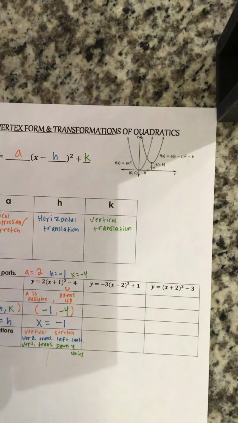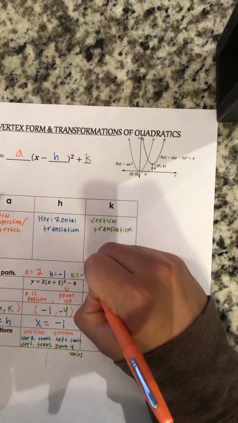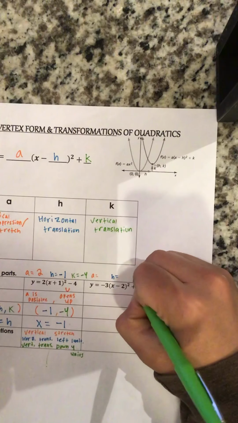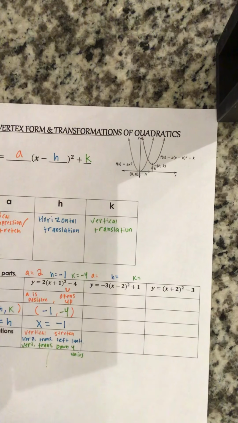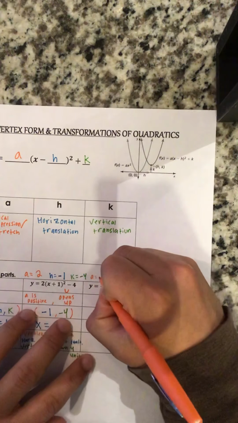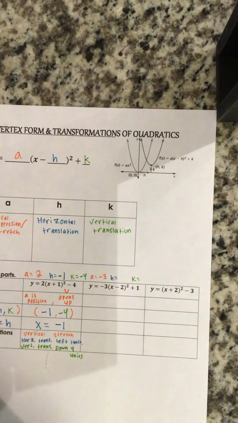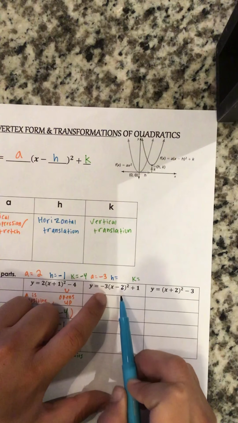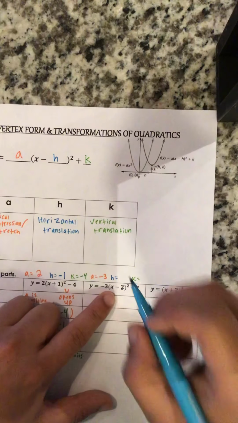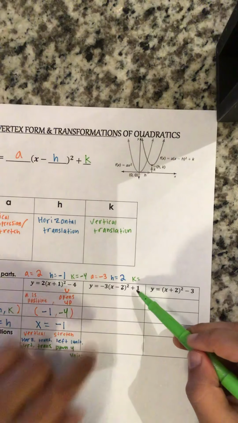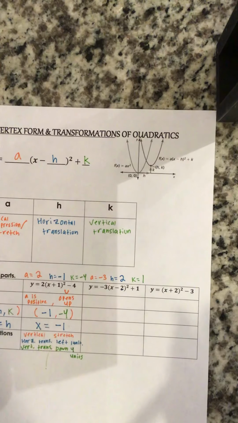I have y equals -3, parentheses x minus 2 squared plus 1, okay? So, same thing. I need an A, I need an H, and I need a K, okay? So, just looking at this, my A is everything that's in front. So now my A is -3, okay? My h, remember, it's not what's in the parentheses. It's the opposite sign of what's in the parentheses. So instead of -2, it's going to be +2. Okay? And then the k, that stays the same. K is still 1. Okay?